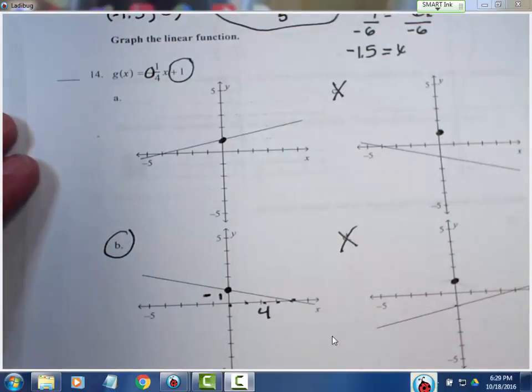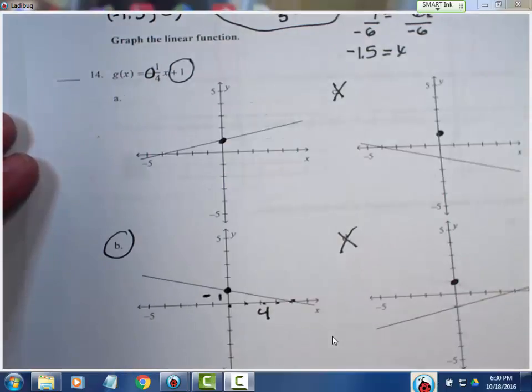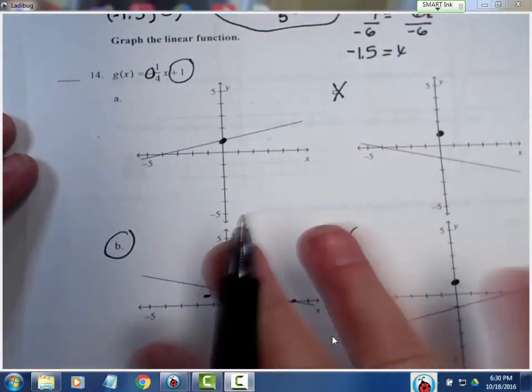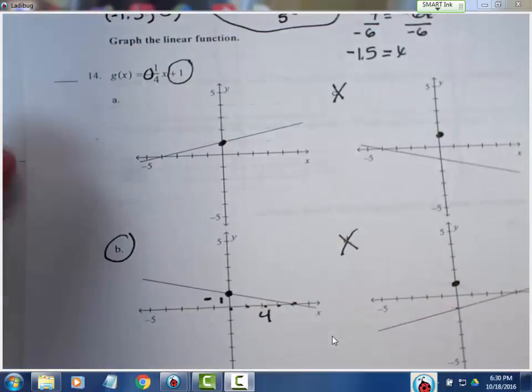Okay. All right. Your other choice on here would be to use your calculator and graph it and see which of the graphs match. Okay. I'll let you do that one on your own. We're moving on.